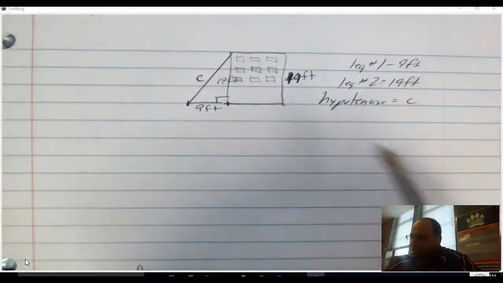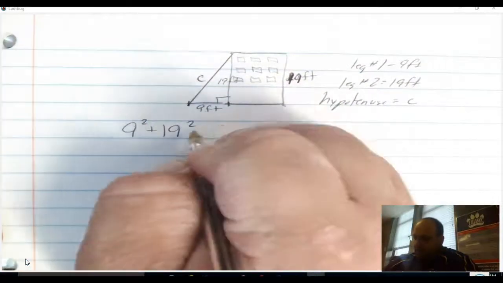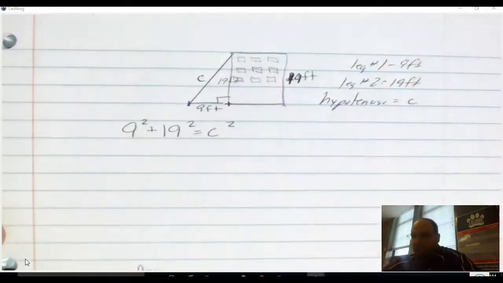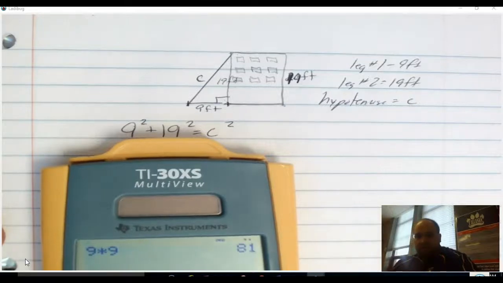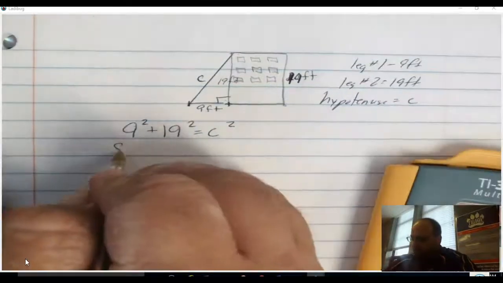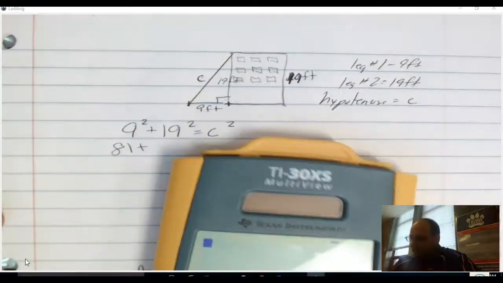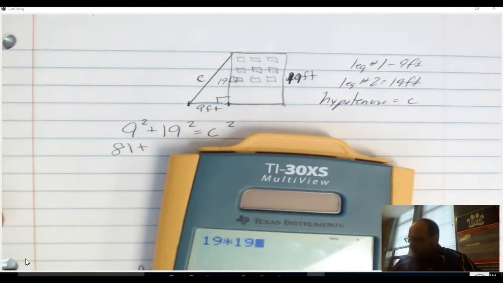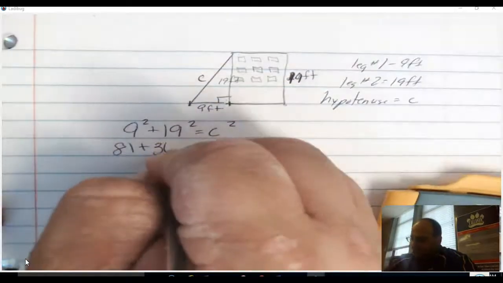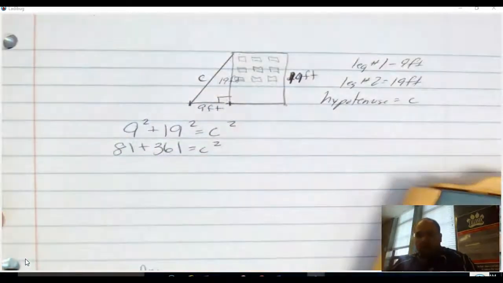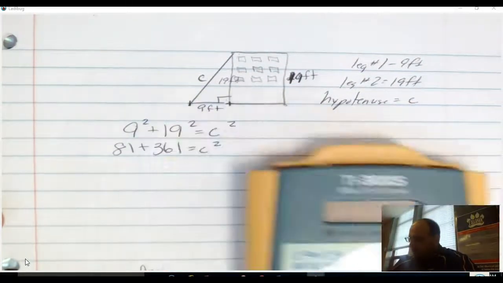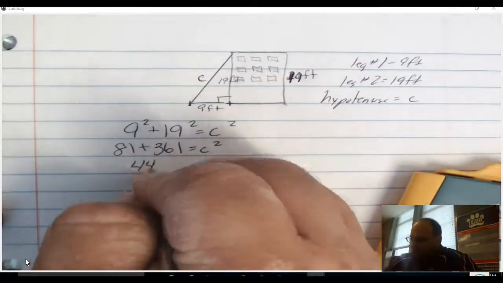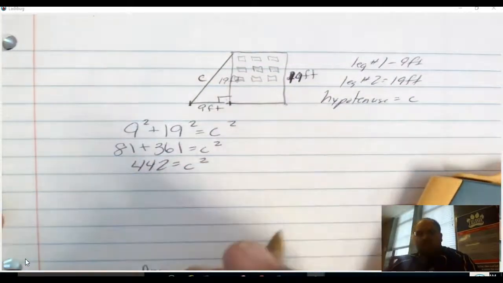In order to find it, I do 9 squared plus 19 squared, and that's going to be equal to C squared. So I do 9 squared, which is 9 times 9. That gives me 81, plus 19 squared, or 19 times 19, that gives me 361. I'm going to add 361 to 81, which gives me a total of 442, which is equal to C squared.